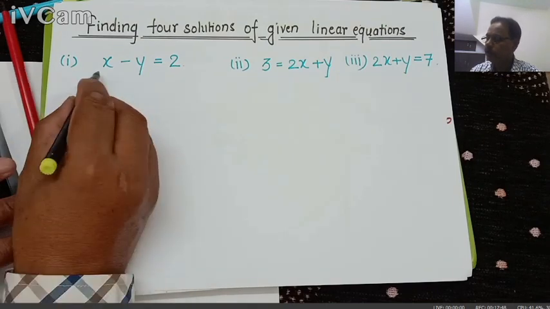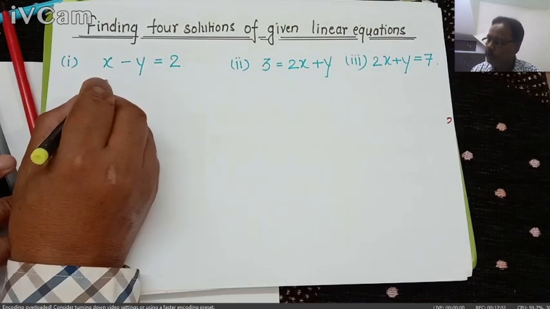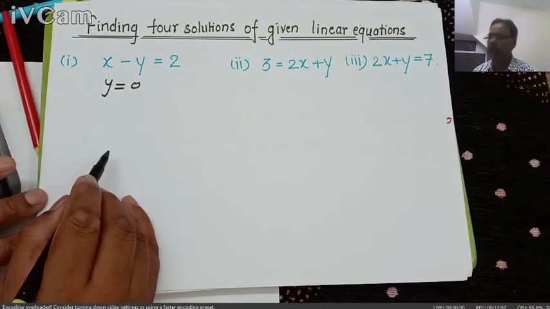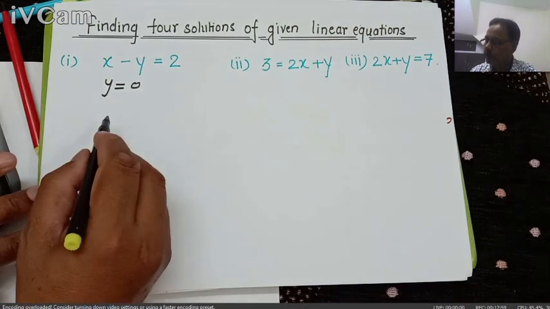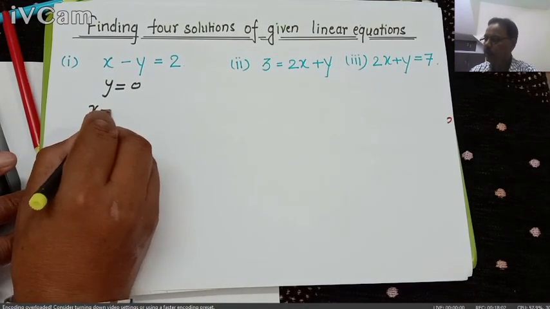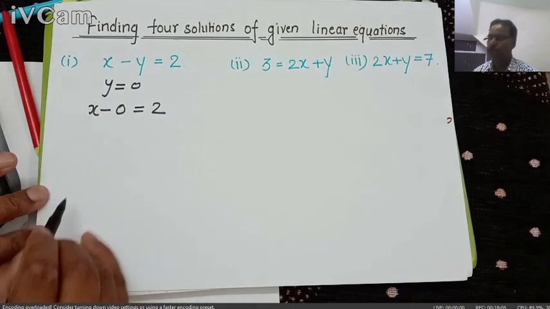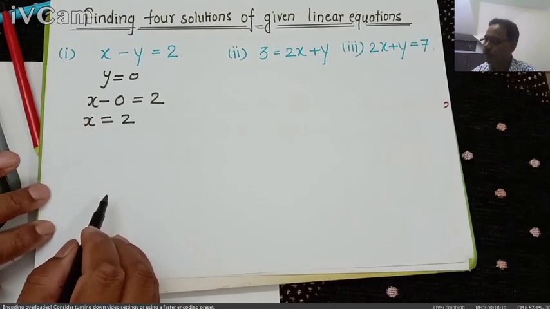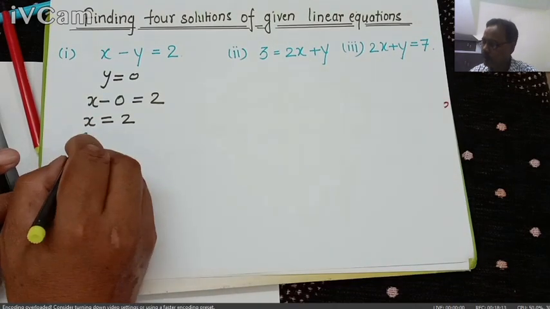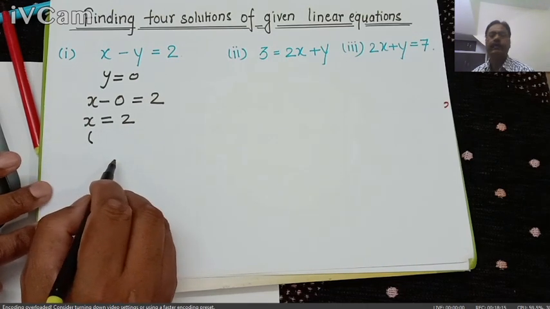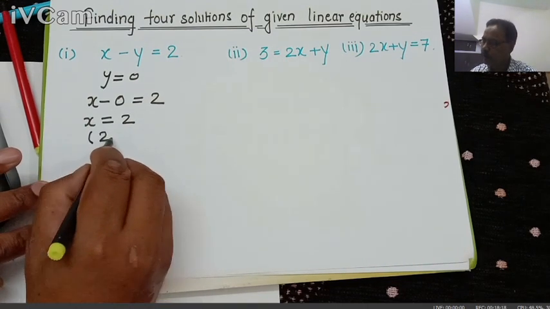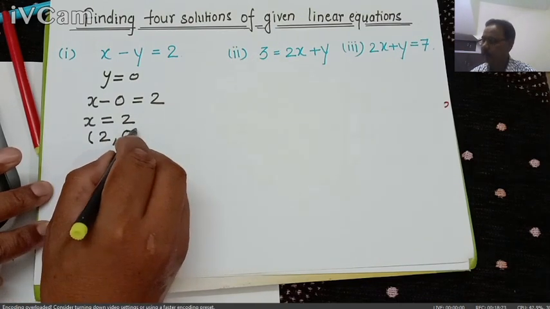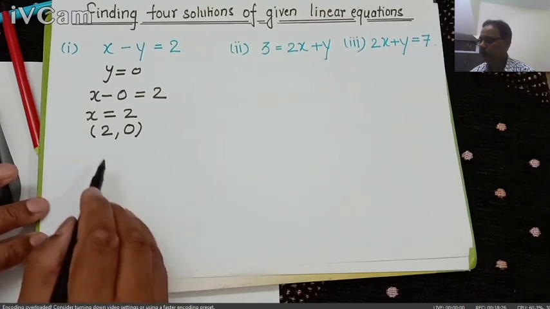x minus y equal to 2. First of all, we can put y equal to 0. Any number we can put in place of y. I am putting here y equal to 0. So this will become x minus 0 equal to 2. So it will be x equal to 2. So the first solution, in the form of a coordinate, we shall write the value of x at first and the value of y next. So we have found this solution.